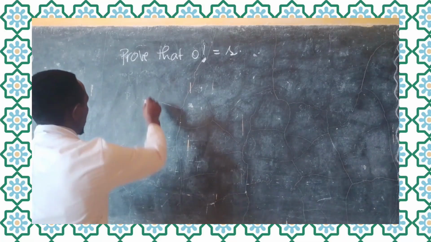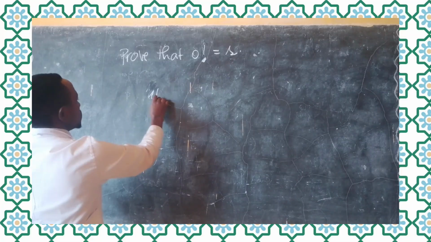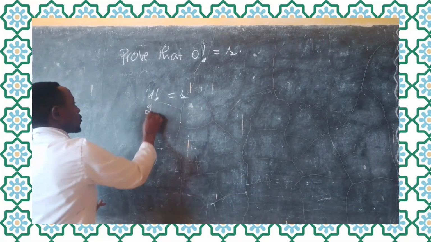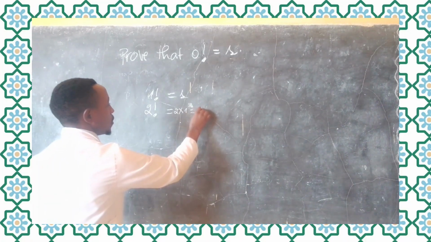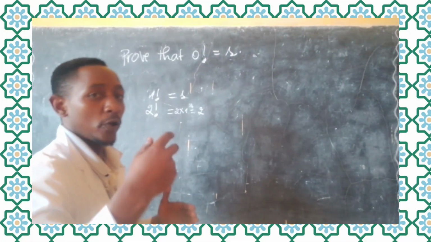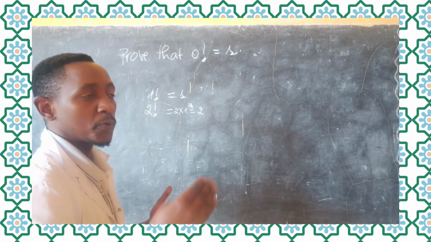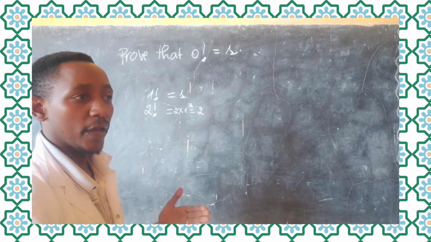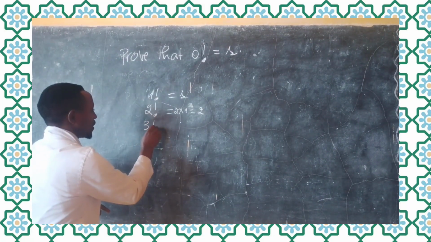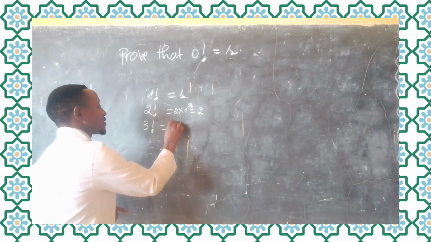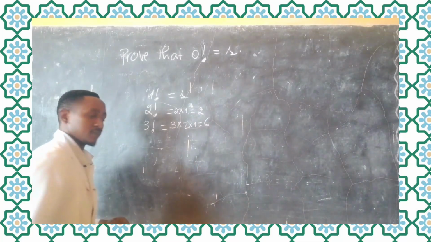For example, 1 factorial is equal to 1. 2 factorial is equal to 2 times 1, which is equal to 2. It means that when you say factorial, it is the product of the number with the product of the numbers before it, down to 1. So 3 factorial is equal to what? It is equal to 3 times 2 times 1, which is equal to 6.